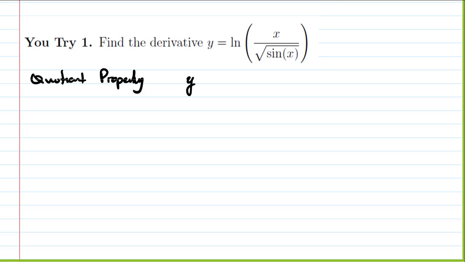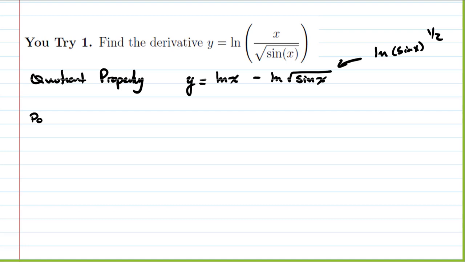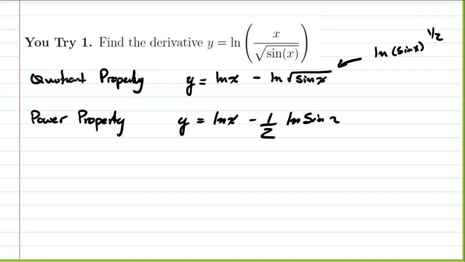So if we use our quotient property, we get y equals the natural logarithm of x minus the natural logarithm of the square root of sine x. And that is going to be the same as the natural logarithm of the sine of x raised to the 1/2 power. So then by our power property, we have y is equal to the ln of x minus 1/2 the natural logarithm of sine x.